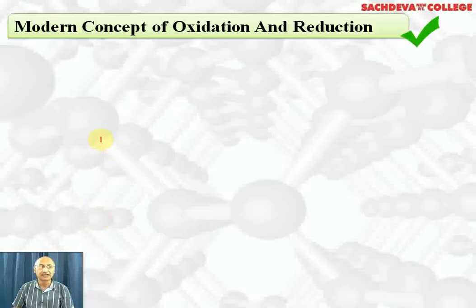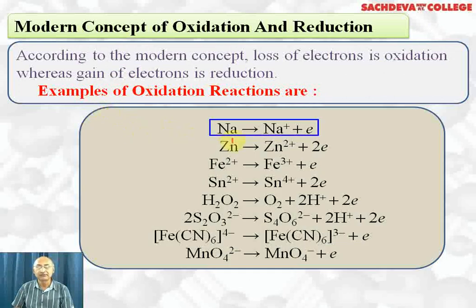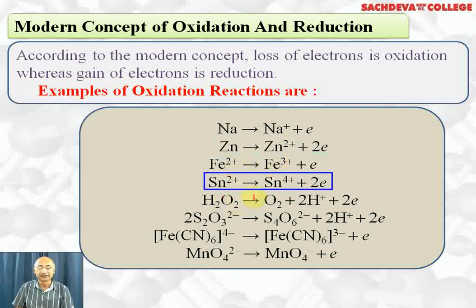Modern concept of oxidation and reduction. According to the modern concept, loss of electron is called oxidation, whereas gain of electron is called reduction. Let's take up examples of oxidation reactions. Sodium is losing electron to form sodium ion plus 1 electron, so here loss of electron is taking place, therefore it is oxidation. Similarly, zinc is losing 2 electrons to form zinc ions, that is zinc is getting oxidized. Ferrous ion getting oxidized to ferric ion by loss of electron. Stannous ion Sn plus 2 is getting oxidized to stannic ion plus 4 by losing 2 electrons.